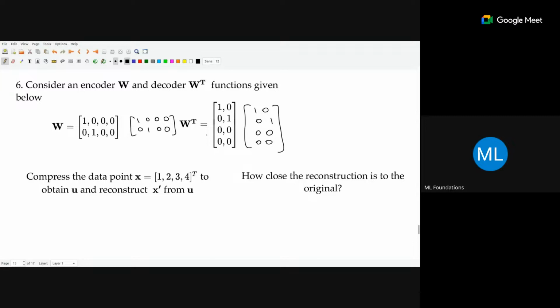Now what I want is you have to compress this particular data point, which is given to you like (1, 2, 3, 4) transpose, to obtain some U. So you are compressing X to some U, and again you have to reconstruct X prime from that U. And I also want you to find the reconstruction loss. So what is the loss that happened during this encoding and decoding?